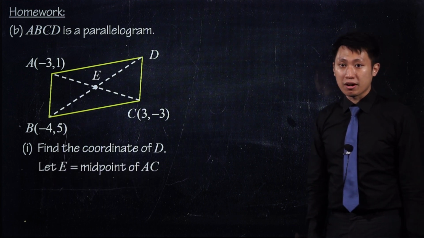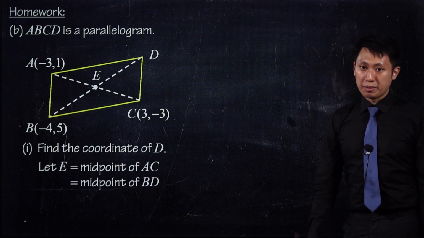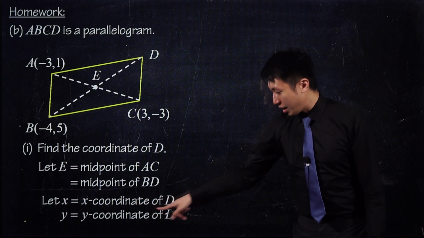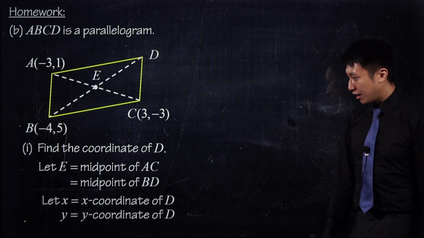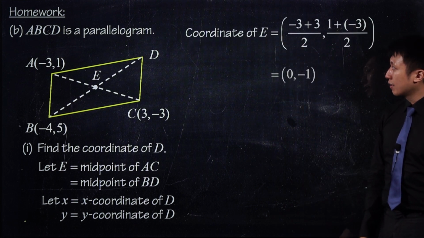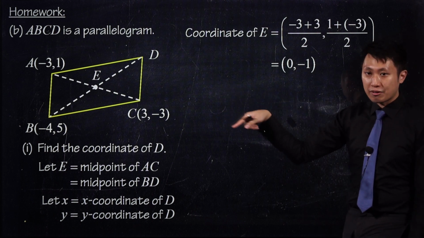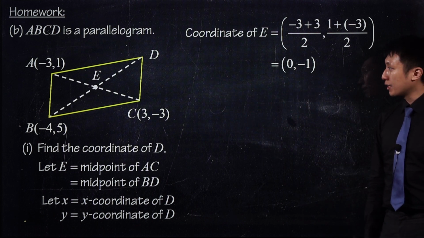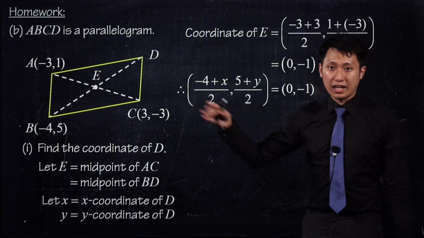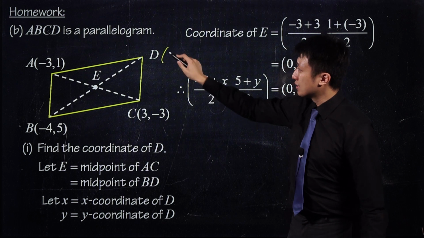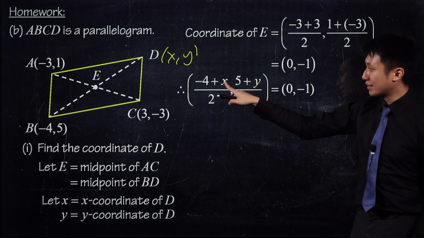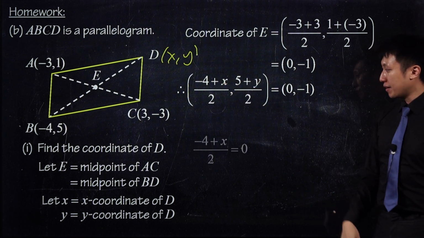Let E be the midpoint of AC, and it's equal to the midpoint of BD as well, and let X be the X coordinate of D, Y be the Y coordinate of D. Then we got this one, correct? Then it's very simple. A simple calculation gives you 0, -1, and the other one. So we can directly make use of this one, right? We need to name D. We name D as XY so that it's easier for us to put it here, and we know what is X, what is Y. Then we're going to find X and Y.